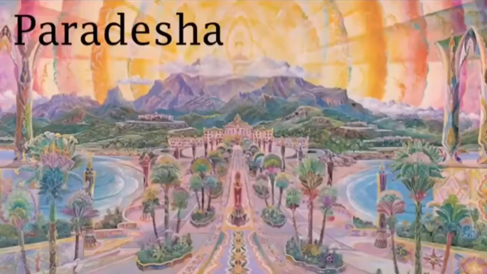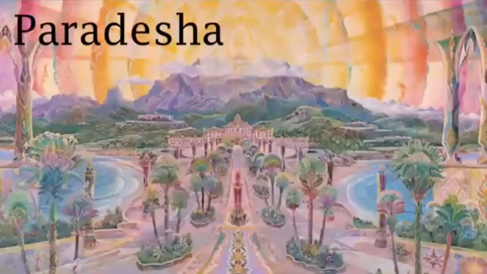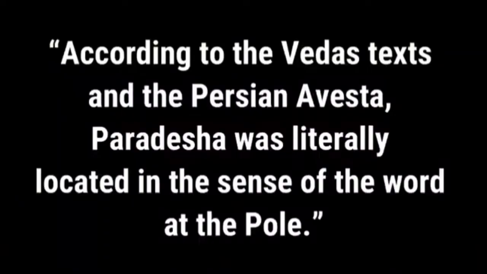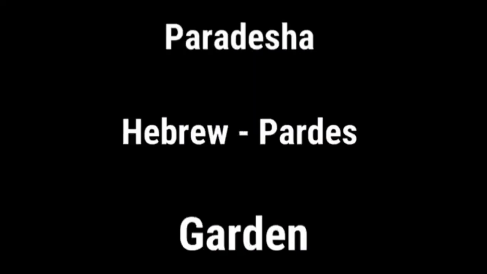The Japanese spoke of the island of the congealed drop, which was placed at the North Pole. The Vedics called this land Paradisha. René Guénon in The King of the World writes, according to the Vedas text and the Persian Avesta, Paradisha was literally located in the sense of the word at the pole. The ancient Hebrew word for Paradisha is Pardes, which translates to garden.